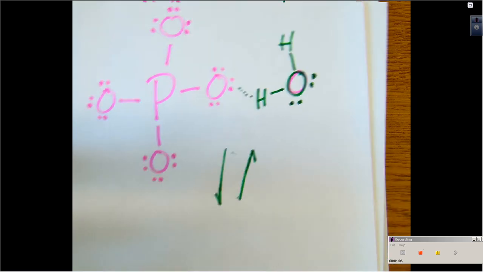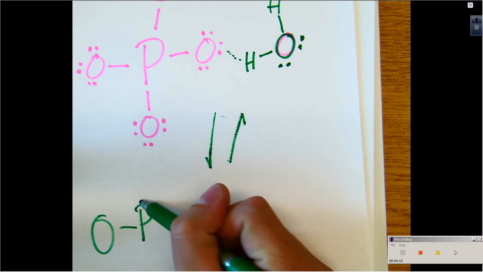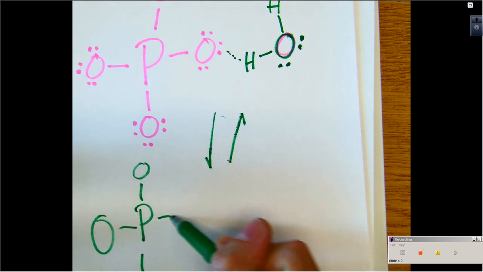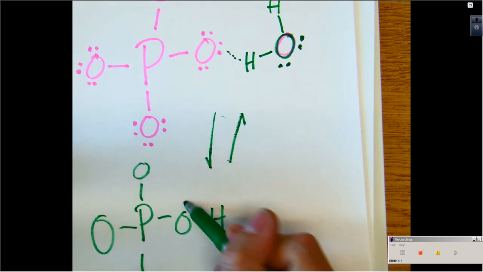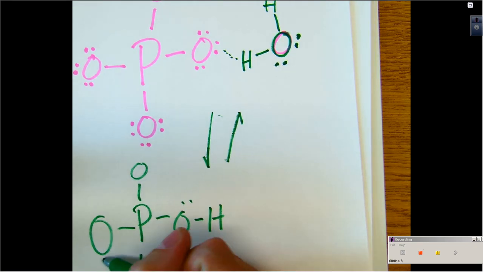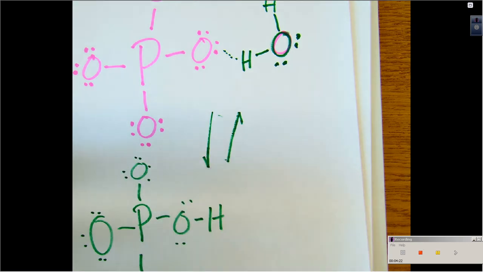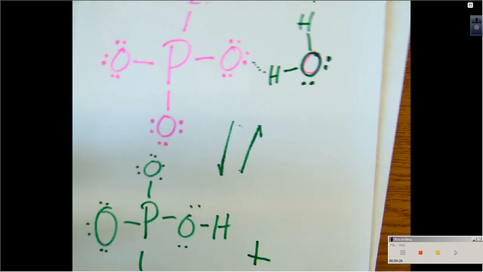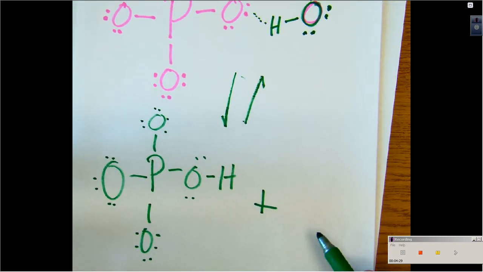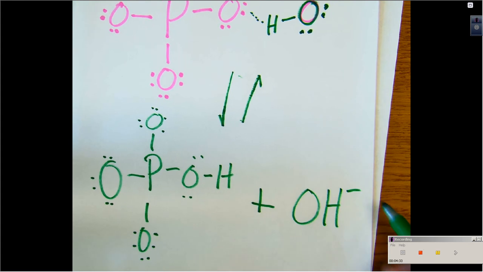And then we end up in an equilibrium situation with a phosphorus, again surrounded by a bunch of oxygens, but one oxygen also attached to an H. You can see that OH group there. We'll put our electrons on just for good measure. And then what's left over from the water? An OH ion being left over.